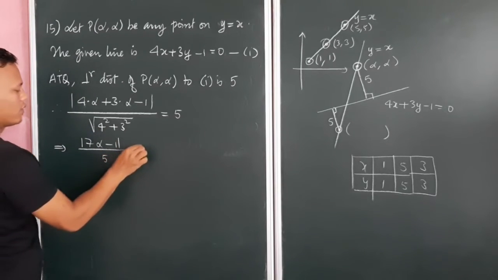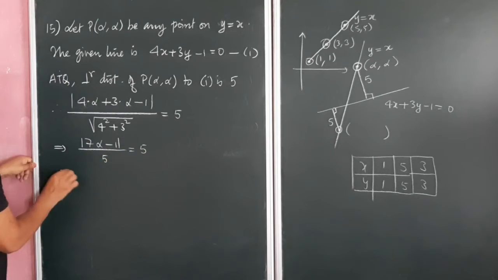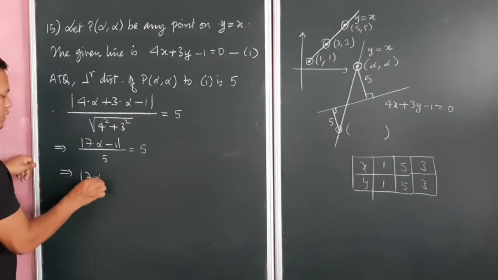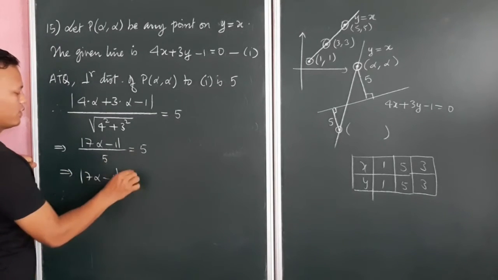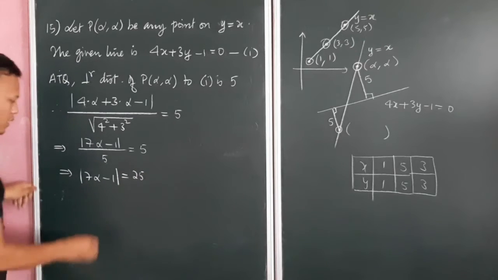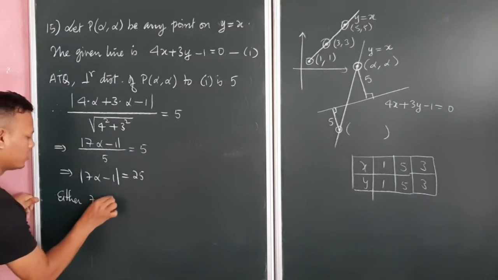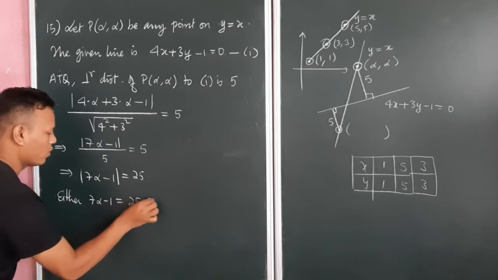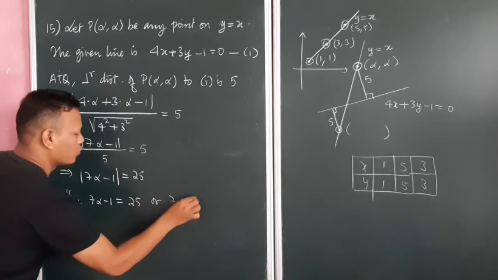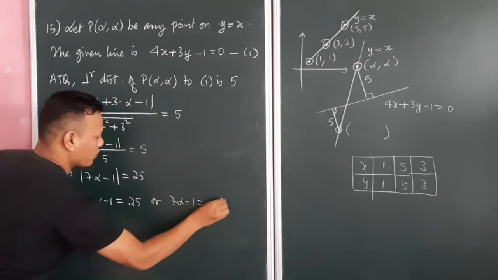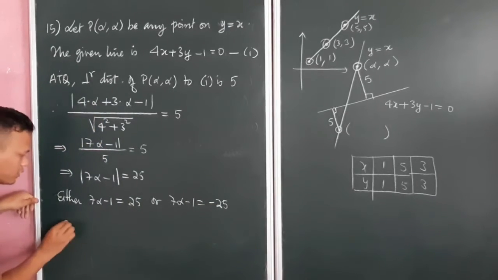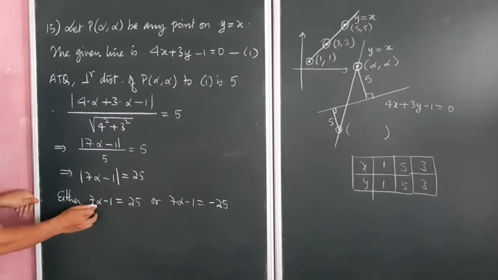So we have from here, modulus of 7 alpha minus 1 is 5 into 5 is 25. Okay, so either 7 alpha minus 1 has to be equals to 25, or 7 alpha minus 1 has to be minus 25. Okay, so if this happens, then from here, let's see what is the value of alpha.